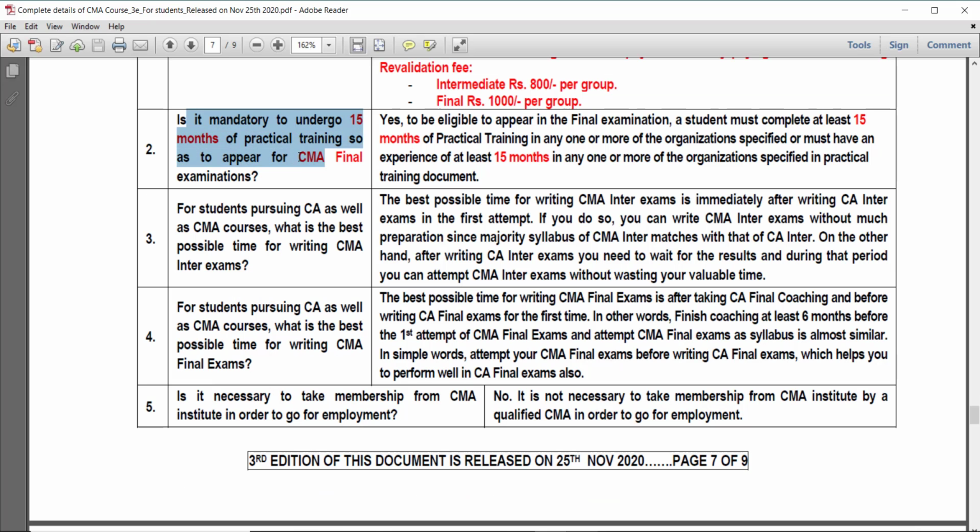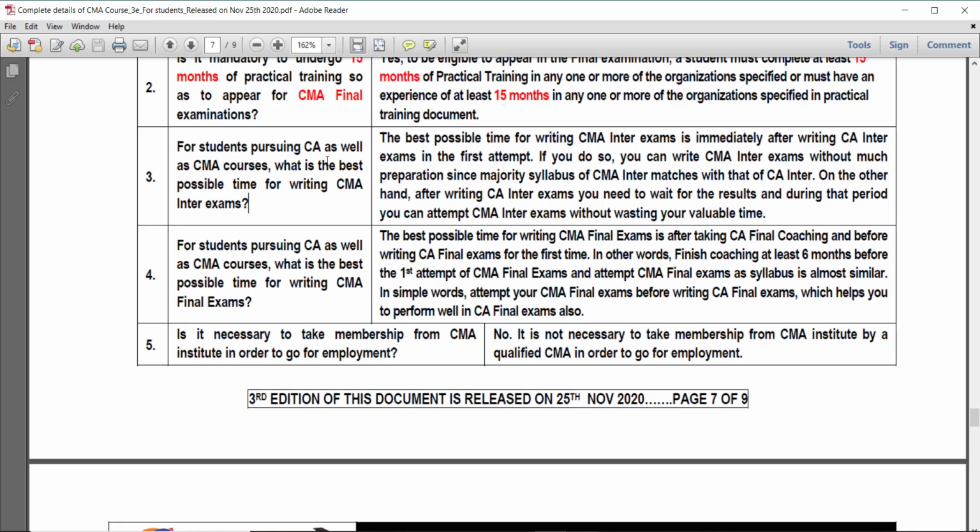Is it mandatory to undergo 15 months of practical training? Yes, I have discussed this aspect in detail in previous parts. For students pursuing CA as well as CMA courses, what is the best possible time for CMA inter exams? The best possible time is immediately after writing your CA inter exams in the first attempt. After completion of CA inter exams, you will have approximately 20 to 25 days to attempt CMA inter. That time is sufficient to prepare for your CMA inter exams.